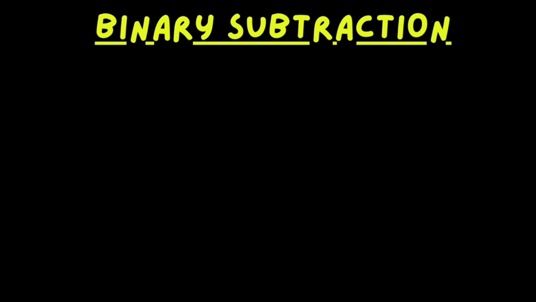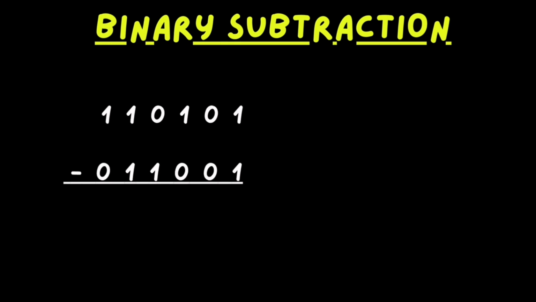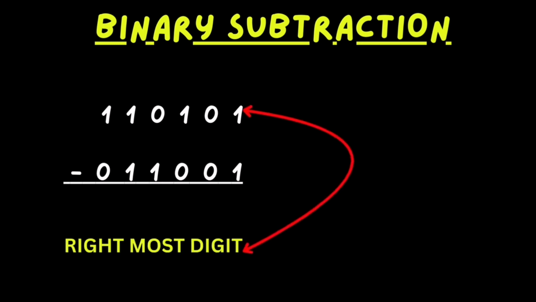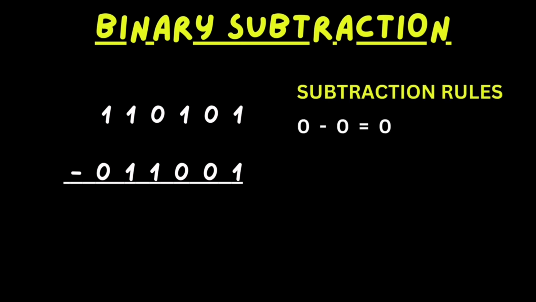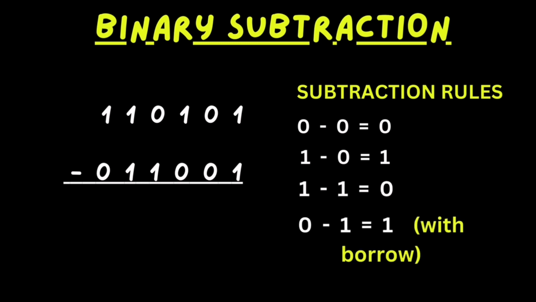First, we have to line up the two binary numbers vertically, just like we do with decimal subtraction. Then we start from the rightmost digit and work our way to the left. Here are the basic rules of binary subtraction. 0 minus 0 equals 0. 1 minus 0 equals 1. 1 minus 1 equals 0. And 0 minus 1 equals 1 with borrowing.